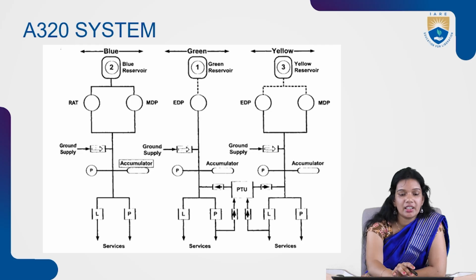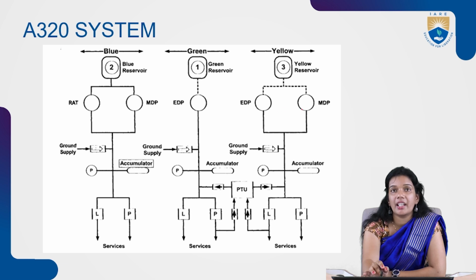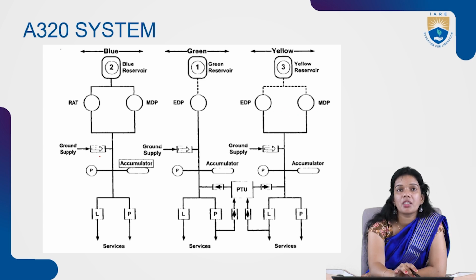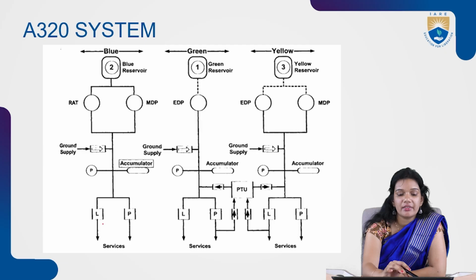Then you have something as well here. Yellow system, the blue system, you have a RAT, you have MDP here, you have EDP only here. So yellow systems have EDP and MDP here, right? So you have a ground supply, you are taking from the ground sources as well, and then there is an accumulator to it, right? So even here the services, right?